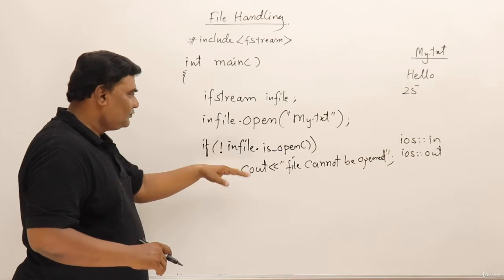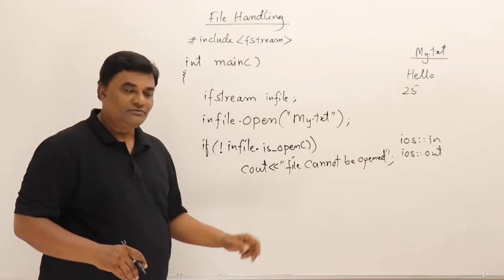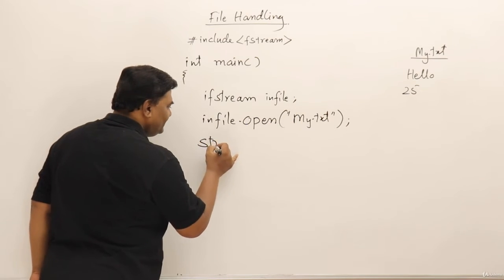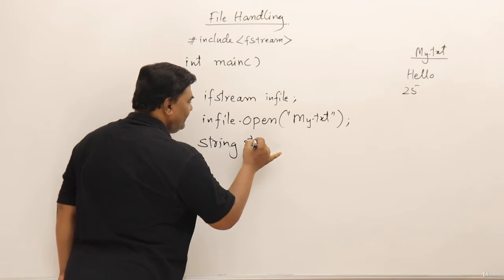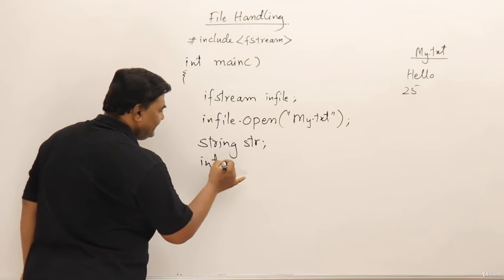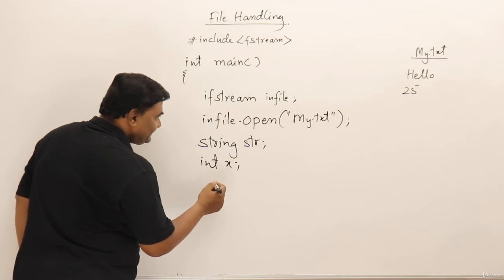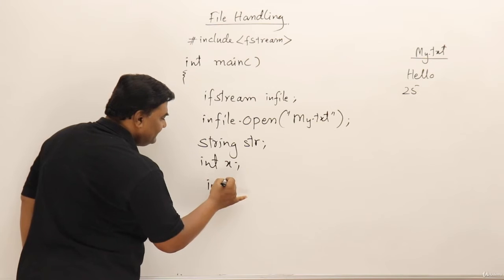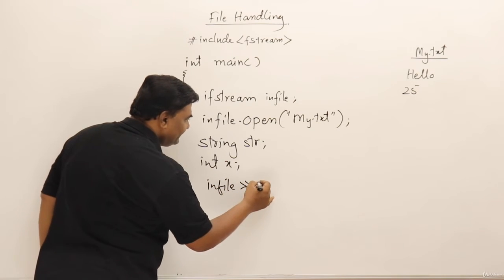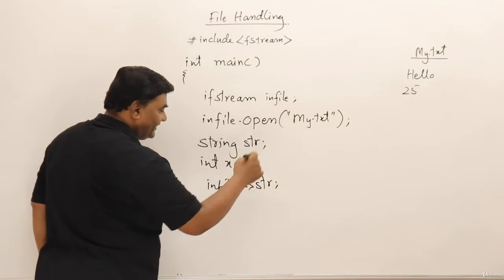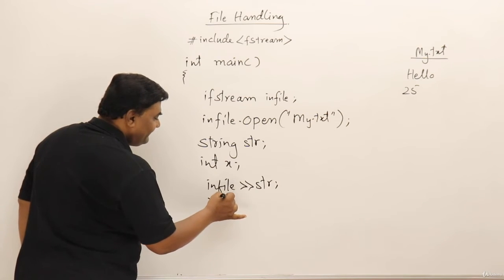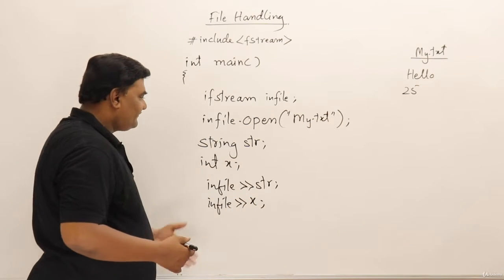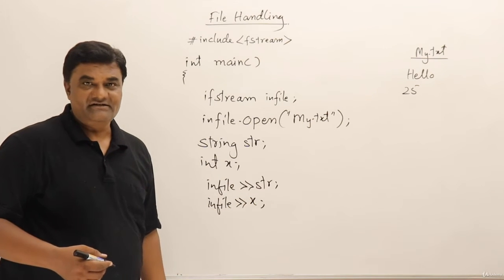Right? So I'll just remove this. Already I have shown you. Now I want to read those two values. For that I will take one variable of type string, a string object, and one integer x. Now I have to read from the file. So say inFile extract in str. The first value will be read. Then say inFile extract into x. So the first thing it will read is a string, and the second thing it will read is an integer value.